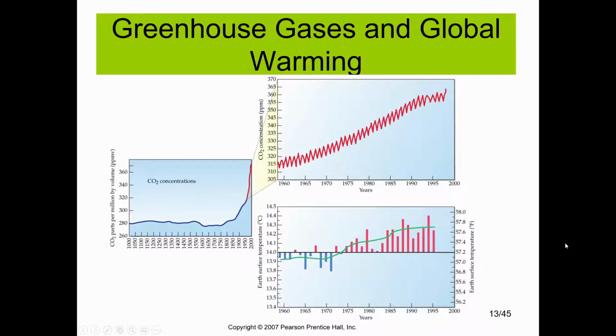Here is some data that shows the concentration of carbon dioxide in the atmosphere going back for 1,000 years. We can see that between year 1000 and 1750, the concentration of carbon dioxide is relatively stable, around 280 parts per million. Once the Industrial Revolution occurs, the concentration of carbon dioxide begins to increase at an alarmingly quick rate. Here's a blow-up between 1960 and 2000. We can see over this 40-year period, the concentration of carbon dioxide goes up almost 50 parts per million.